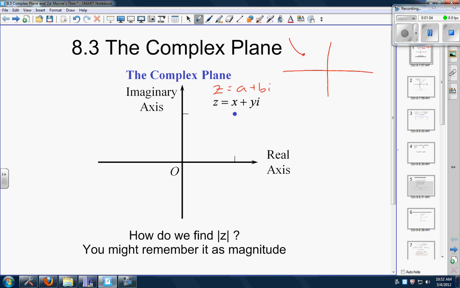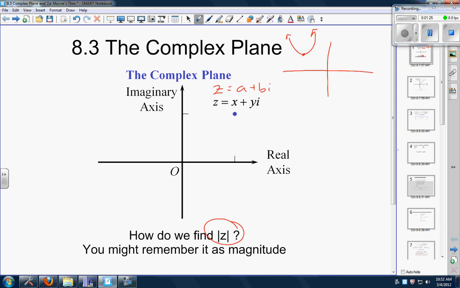It's for things like quadratics that never hit the x-axis, so we need some way to get solutions for them. But what we want to look at is how we're going to find the absolute value of z. Now, the Algebra 2 book calls it absolute value. This book calls it the magnitude. Okay, it's the same thing.